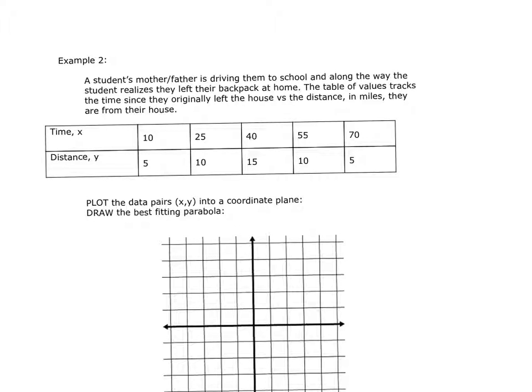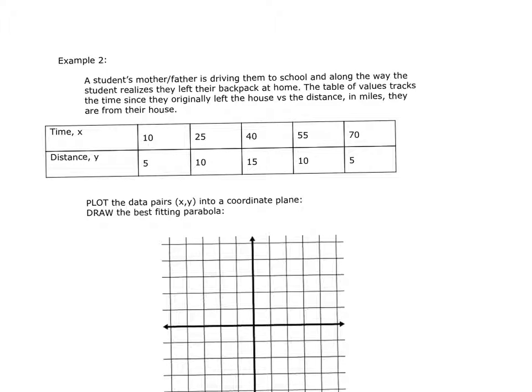A student's mother or father is driving them back to school. Along the way, the student realizes they left their backpack at home. The table of values tracks the time since they originally left the house versus the distance in miles they are from their house. Beautiful. Thank you, dear. So my time is X. My distance is Y.